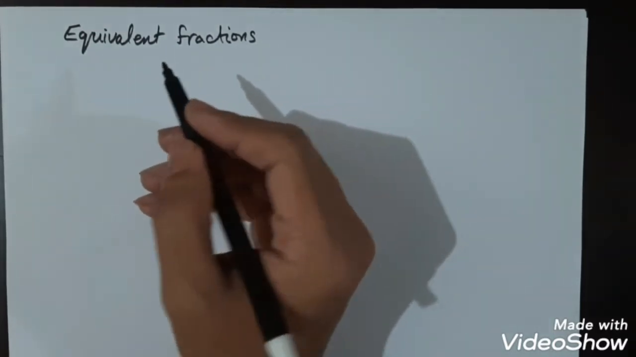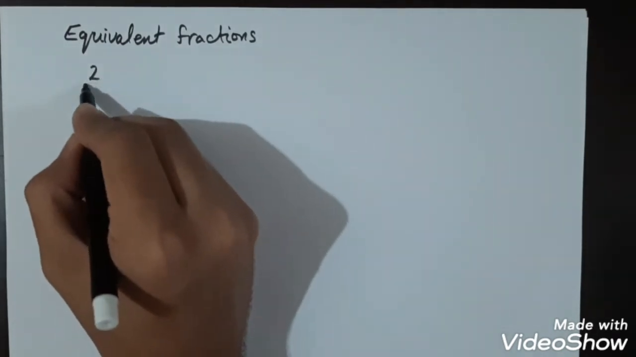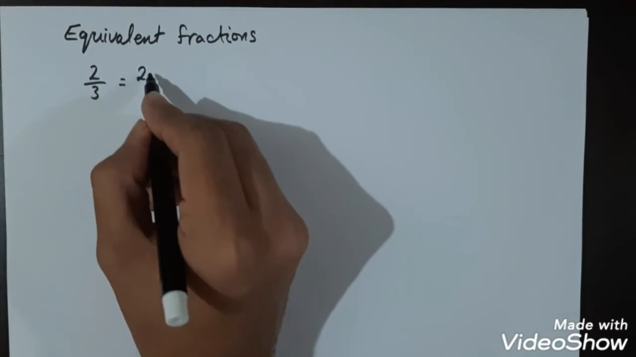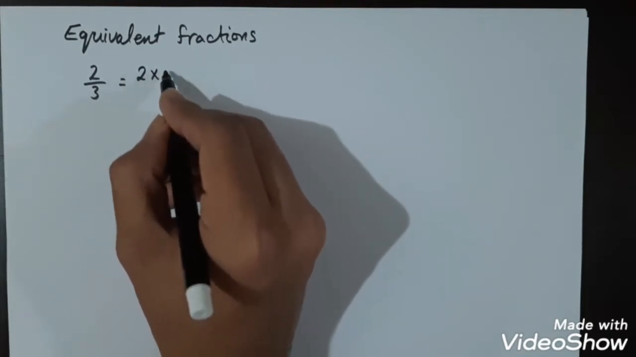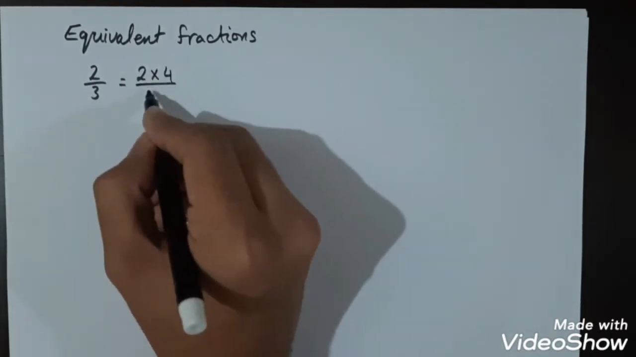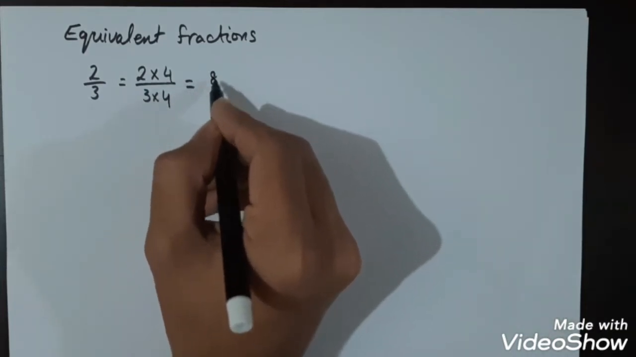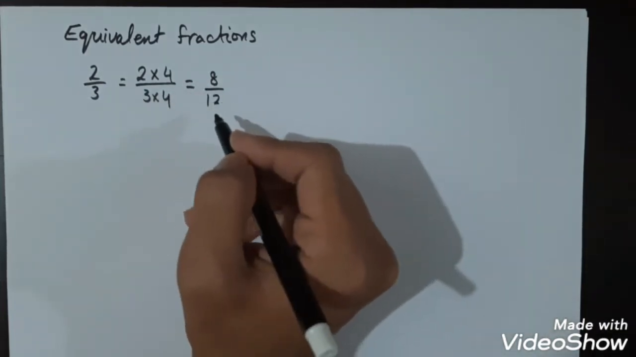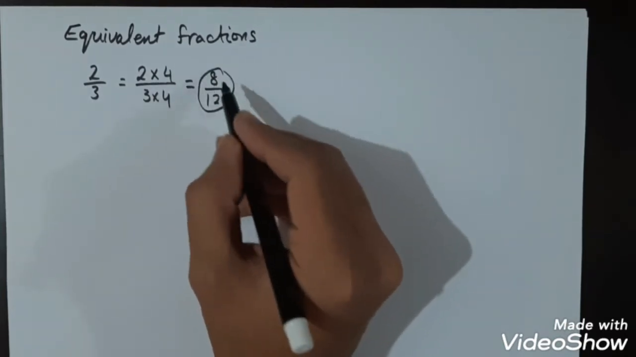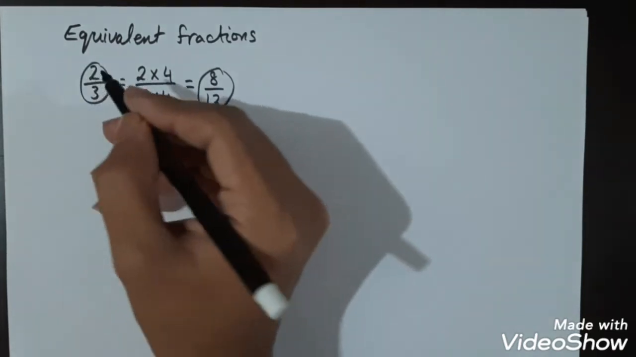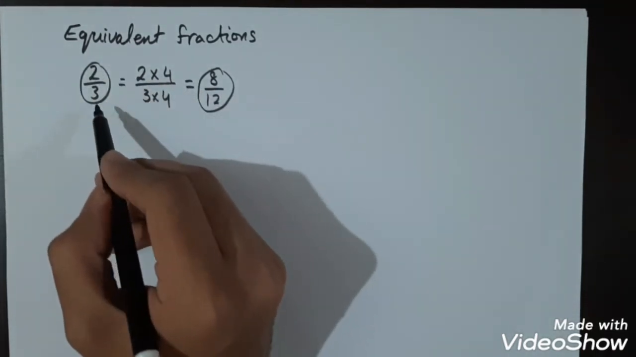For example, 2 over 3. If we multiply the fraction by 4, so 2 times 4 over 3 times 4, which is 8 over 12. If we simplify this fraction, it will be 2 over 3. So this is known as equivalent fraction.